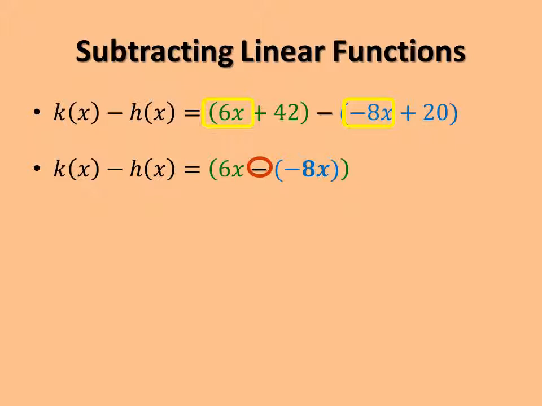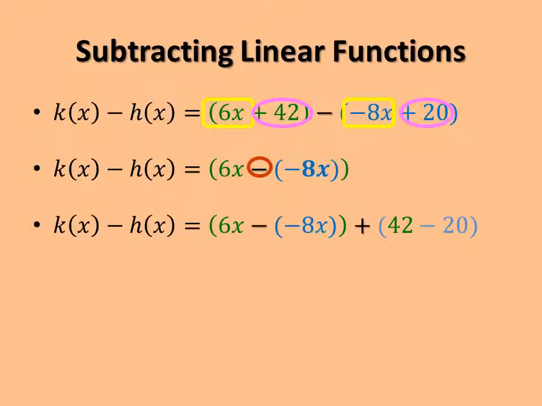Now let's go in and find the other like terms. Well, that's 42 and 20. So when I write that down, I'm now going to have open parentheses 6x minus open parentheses again negative 8x close parentheses plus open parentheses 42 minus 20. Now I have those parentheses in there just to show grouping. There's no reason to have them in there. I just like the way it looks.